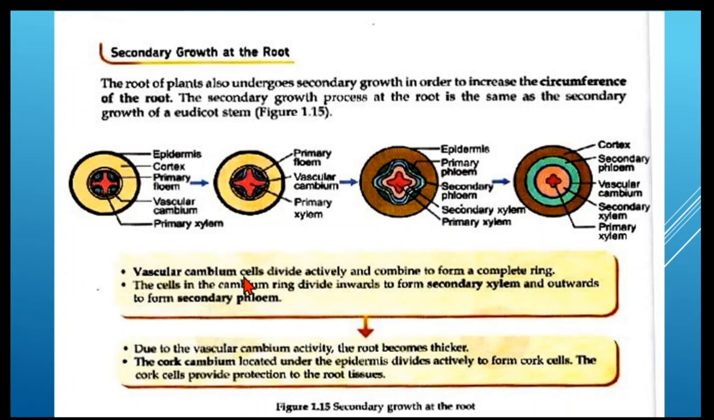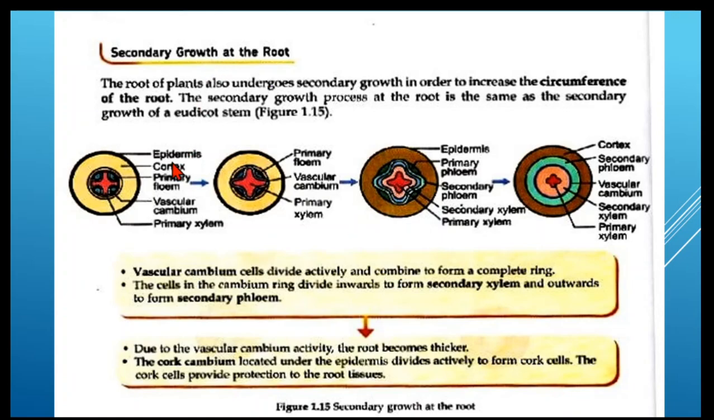So vascular cambium cells divide actively and combine to form a complete ring. Dia hampir sama macam stem juga, tapi cuma dia berbeza sedikit. The cells in the cambium ring divide inwards to form secondary xylem and outwards to form secondary phloem. Dia hampir sama kan? Due to the vascular cambium activity, the root become thicker. The cork cambium located under the epidermis divides actively to form cork cells. The cork cells provide protection to the root tissues.